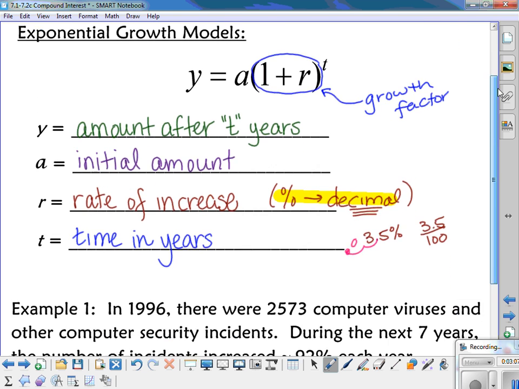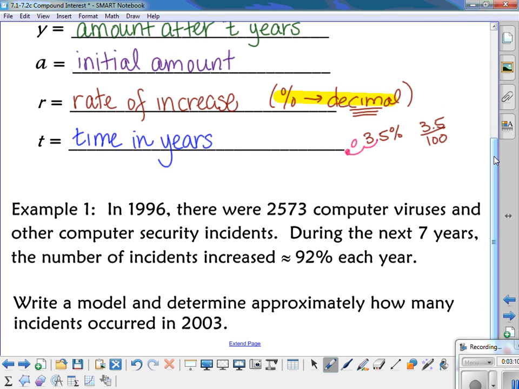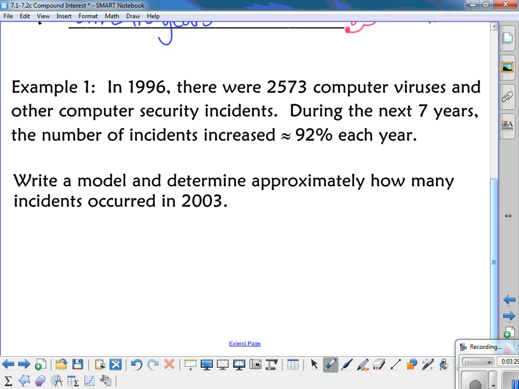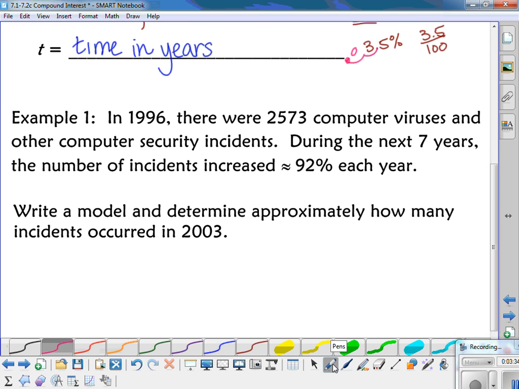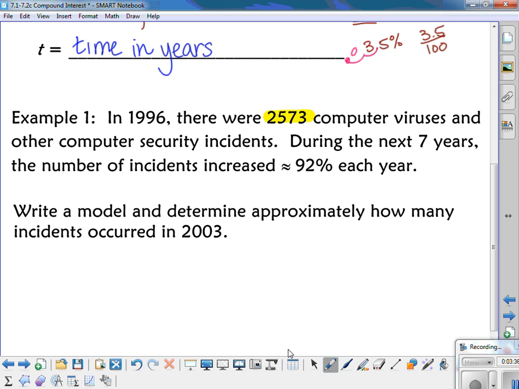All right, so let's take a look at a sample problem. In 1996, there were 2,573 computer viruses and other computer security incidents. During the next 7 years, the number of incidents increased approximately 92% each year. Write a model and determine approximately how many incidents occurred in 2003. So the first thing I'm going to do is write my model, and I'm going to use that equation. I'm going to take the information they gave me: 2573 computer viruses, 7 years, and about 92% each year.